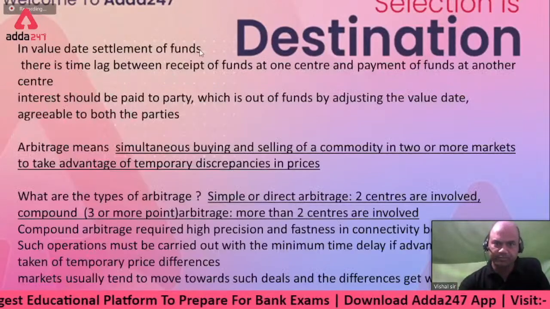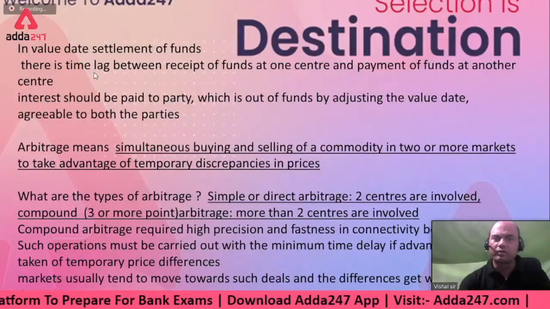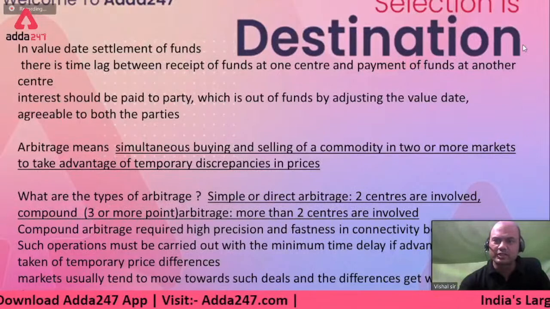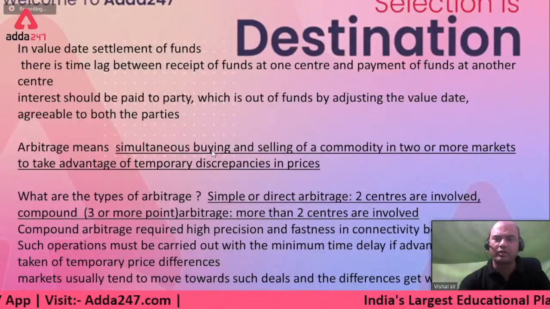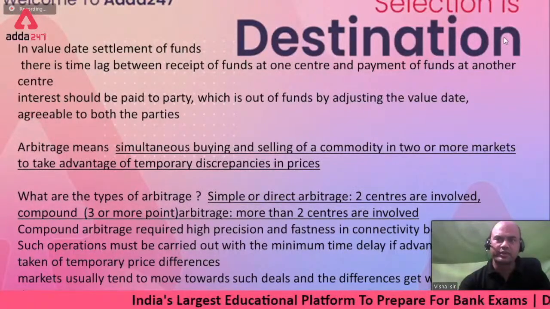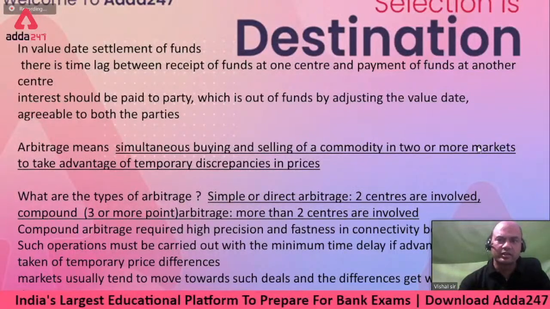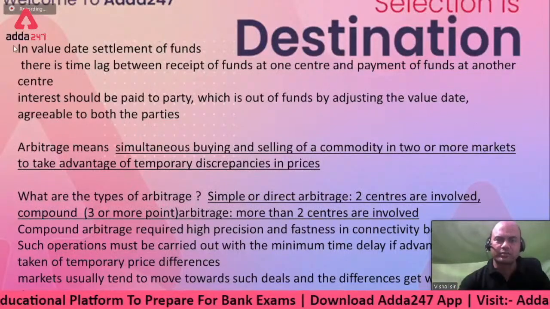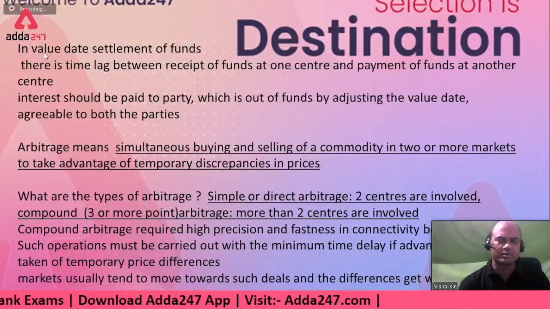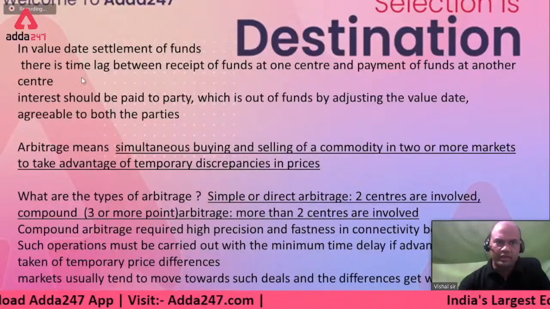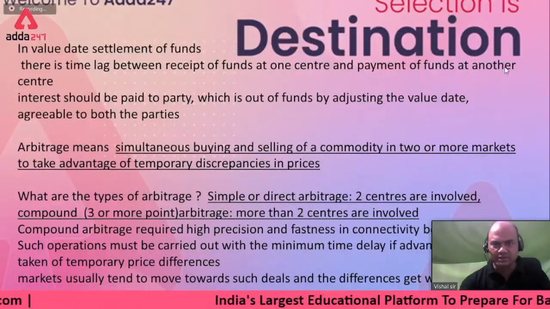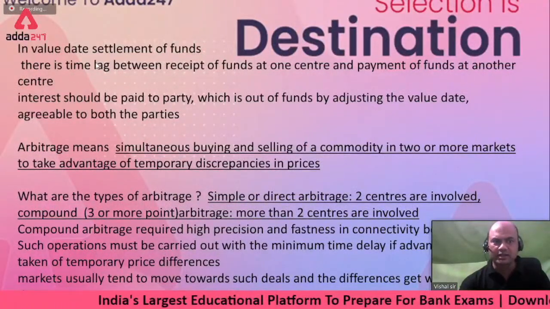Okay. Next. Now come the various risks. And those risks, like in JAIIB, we had all those defined risks. Here, how will we study? We'll just study regarding how the things arise. These are basically from the same Macmillan book. In the validated settlement of funds, there is a time lag between receipt of funds at one center and payment of funds at another center.